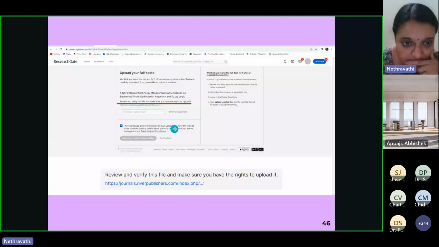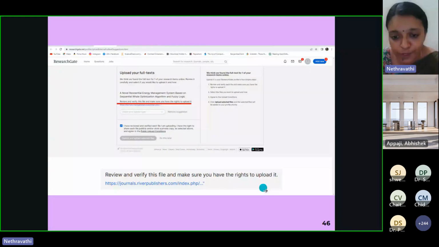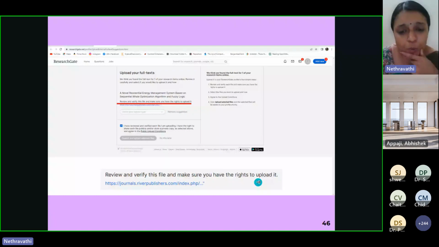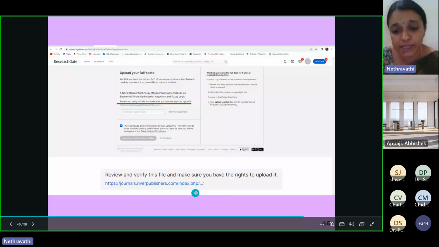But what you have to notice, see here I have put a red line. Since the font was small, I have zoomed it and taken it here. It says, review and verify this file and make sure you have the rights to upload it. That means though I am willing to upload my full length paper, I should be sure that I have the rights to upload it. But what do we mean by rights to upload, or how do I know whether I have the right to upload it or not?